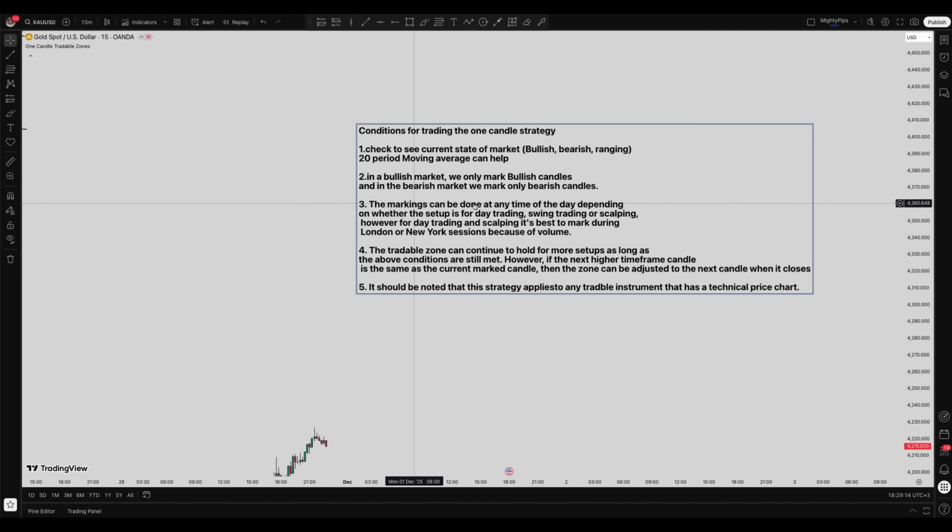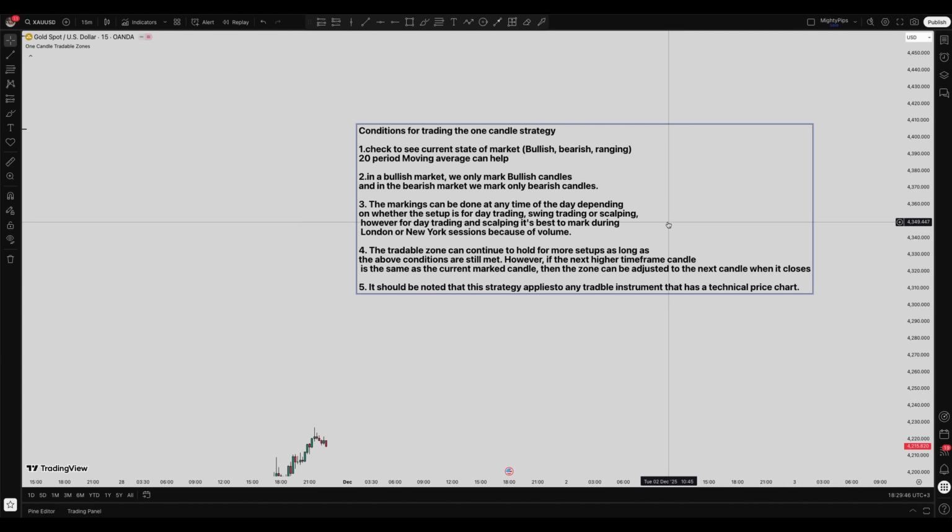The markings can be done at any time of the day. This is also a question you guys have been asking me. It depends on whether the setup is for day trading, swing trading, or scalping. However, for day trading and scalping, it's best to mark during London or New York sessions because of the trading volume that comes into the market during those sessions. You can also mark during Asian sessions, for example, depending on the pair you're trading.